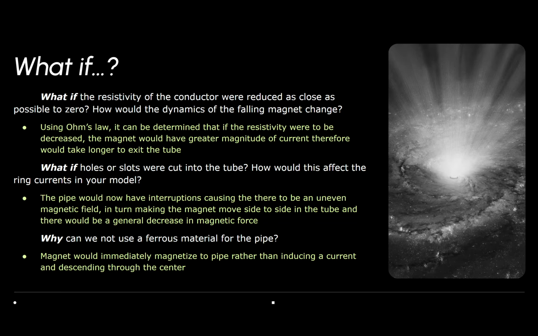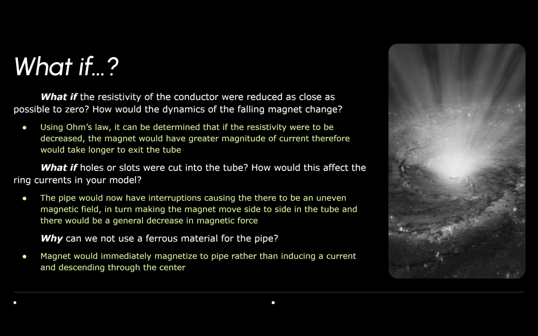Now, what if there are holes or slots in the tube? The pipe would now have interruptions in the current and therefore an uneven magnetic field. So the magnet, as it falls through the tube, would almost bounce side to side inside the tube, I would assume. It's a little difficult to say exactly what would happen, but in general, there would be a decrease in magnetic force and an uneven magnetic field.